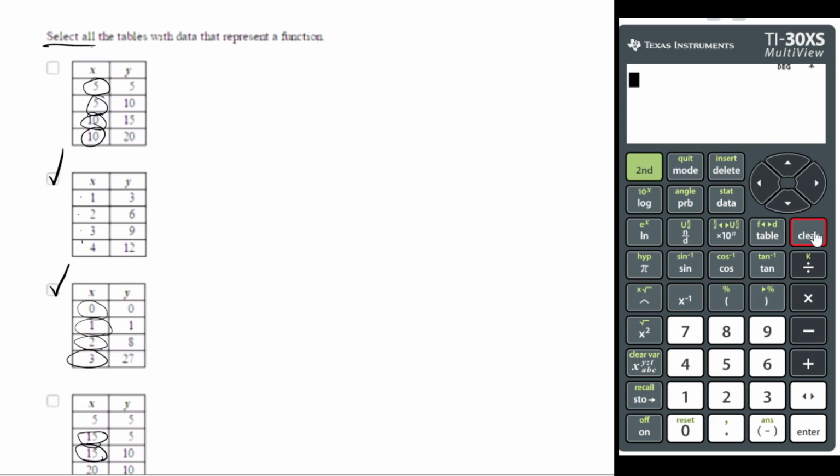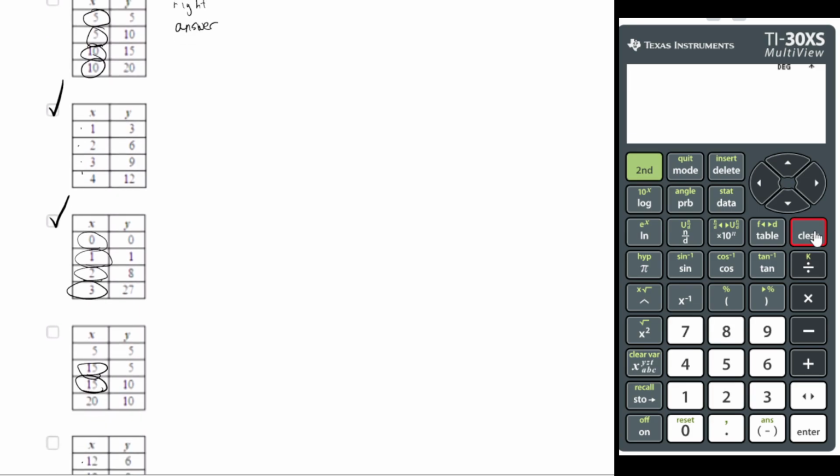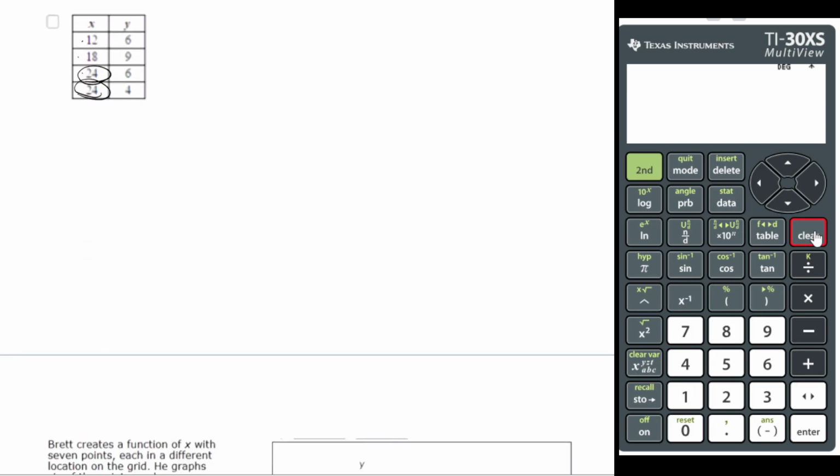Now remember, select all. Select all means more than one right answer. I'm going to keep banging this in because it's important to know that select all means more than one right answer. We have 2 right answers here. Okay?